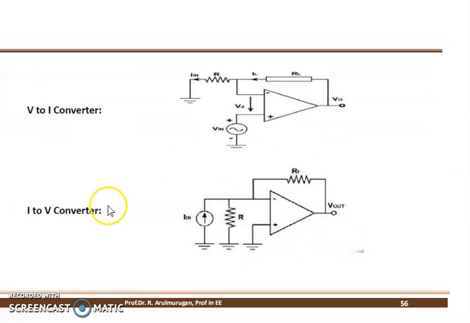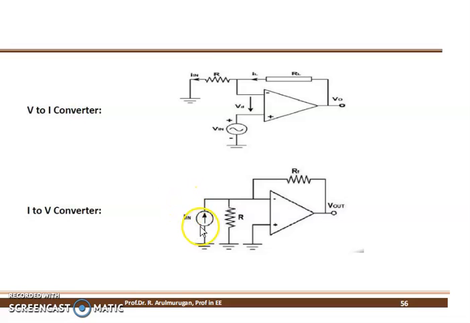I to V converter. What is that? Directly I am using a current source. Previously I was applying the voltage source. Suppose I connect the current source directly. So the current source is connected. A current source always has one resistance connected across the source. These two are in combination.